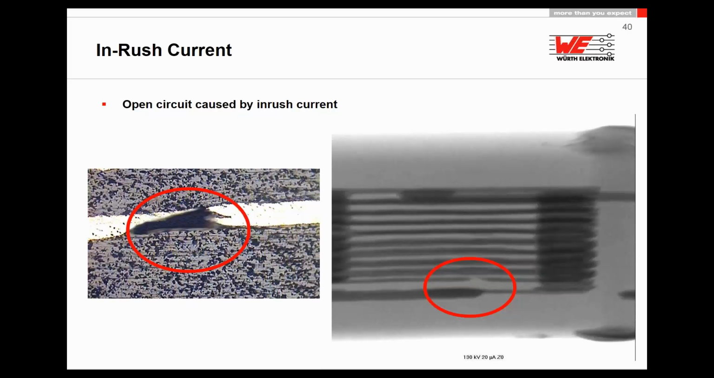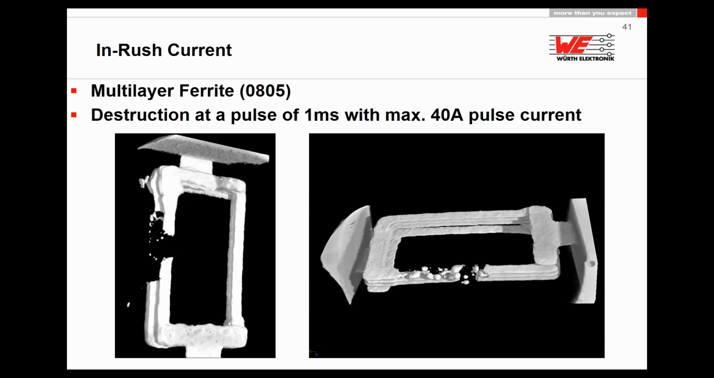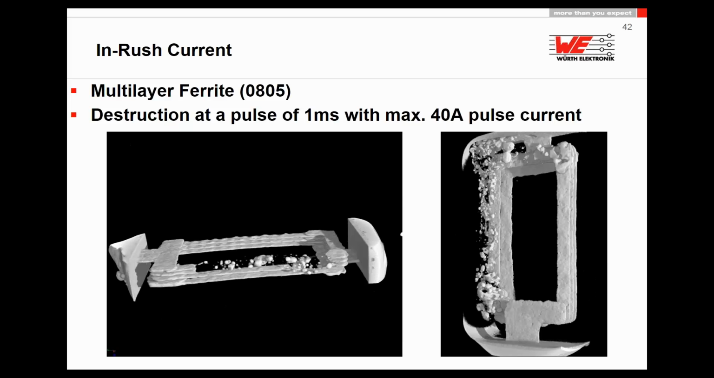Now some pictures from our CT, computer tomography, made to show what happens if you apply a 40 amp pulse, only 1 millisecond, to a 0805 size. You can see that sometimes the layer disintegrates inside the ferrite bead, so these are very nice pictures.